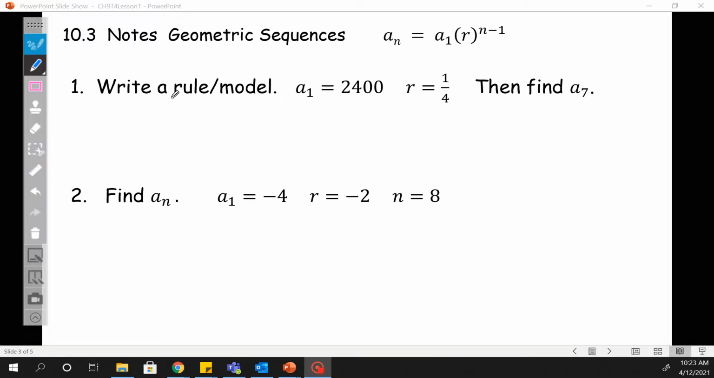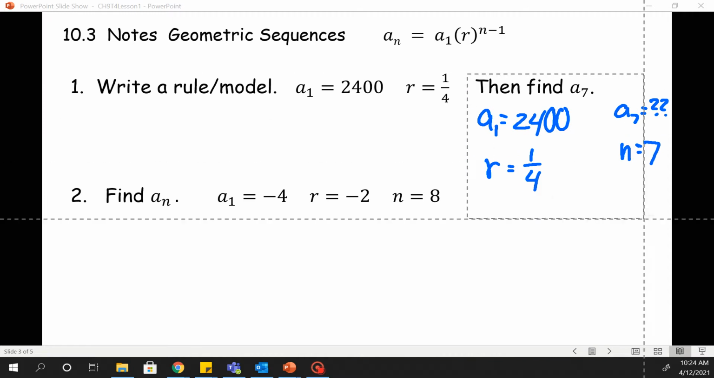So number 1 says write a rule or model, and tells us that a1 is equal to 2400, r is equal to 1 over 4, and then it says find a7. So what information do we have here? We have the first term, which is 2400. We have the common ratio, which is 1 over 4. We know that we're looking for the 7th term, which means that n is equal to 7.